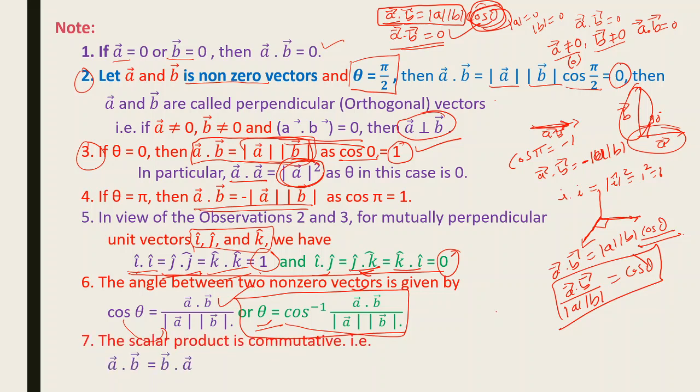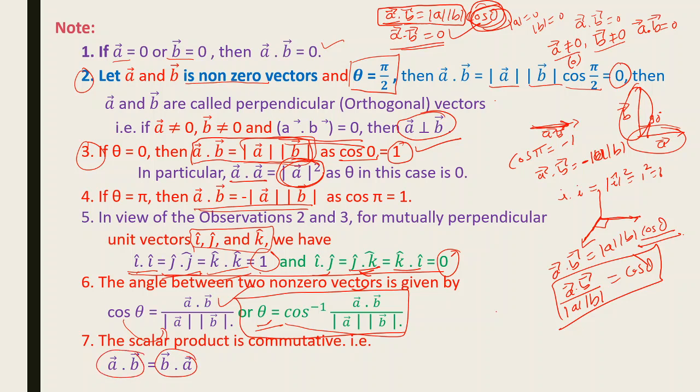The last one is a property, the commutative property. What is that commutative property? Vector a dot b will always be equal to vector b dot vector a.